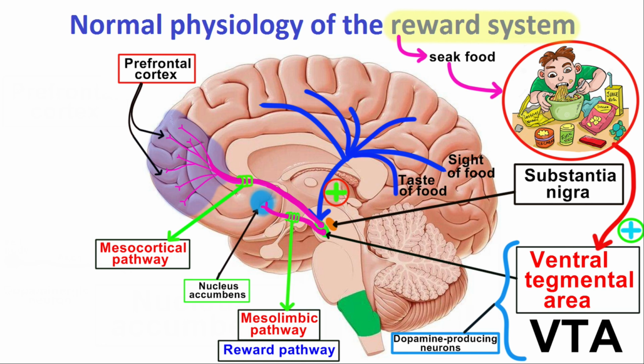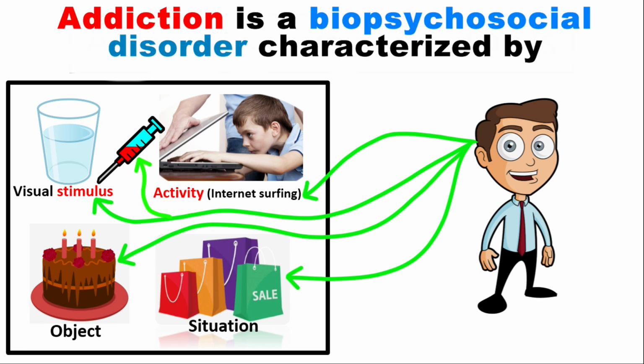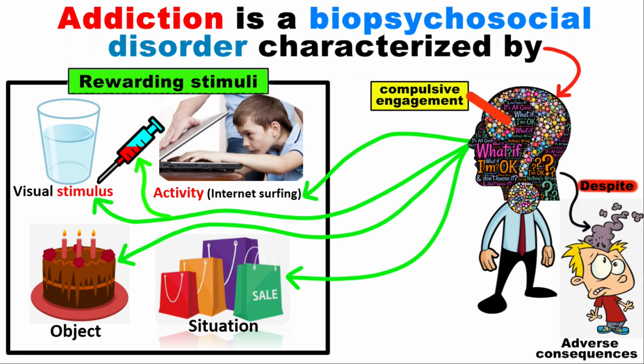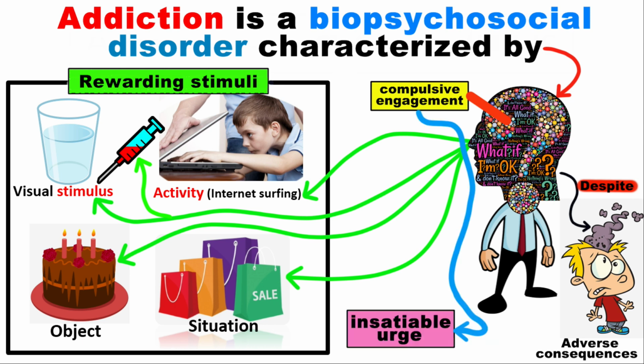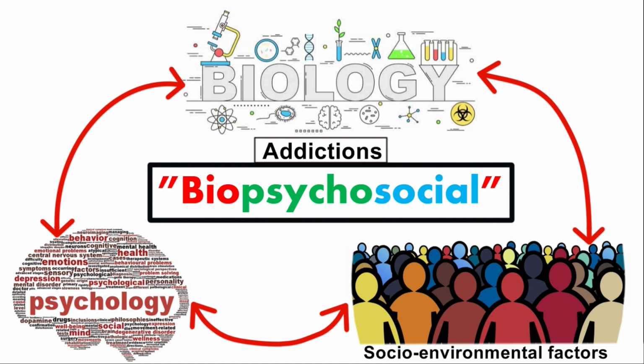But first, let's do a quick recap of the physiology of the reward system. Let's start with the definition of addiction. Addiction is a biopsychosocial disorder characterized by compulsive engagement in rewarding stimuli, despite the adverse consequences. Compulsive means the person has an insatiable urge to engage in rewarding stimuli. The word biopsychosocial means addictions have interconnections with biology, psychology, and socio-environmental factors.